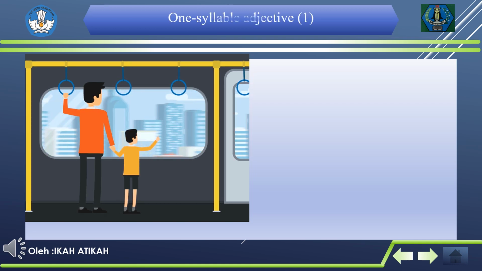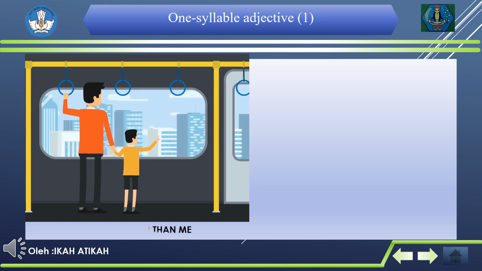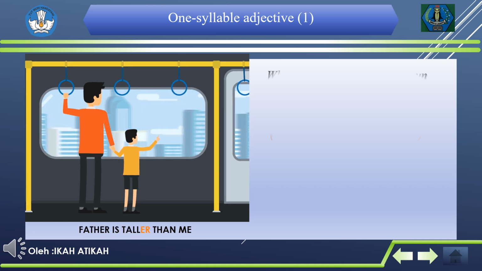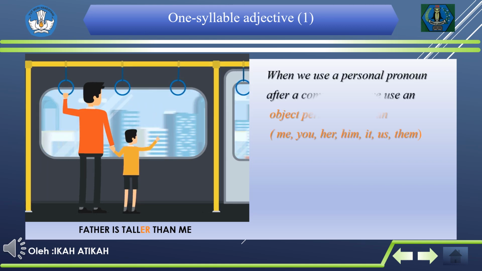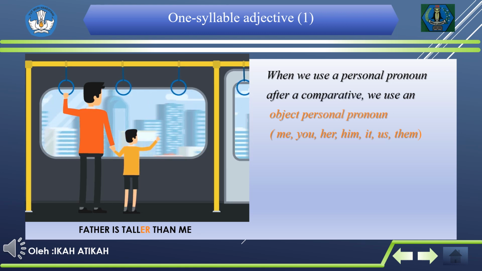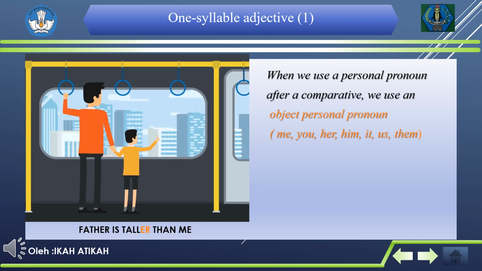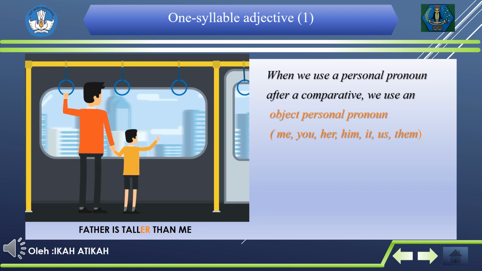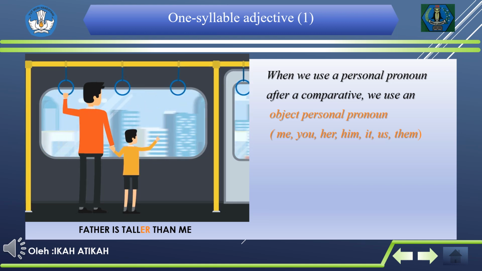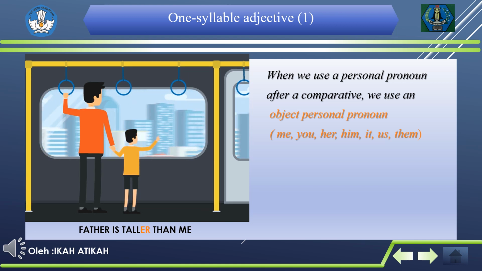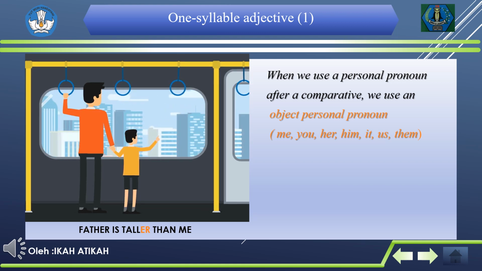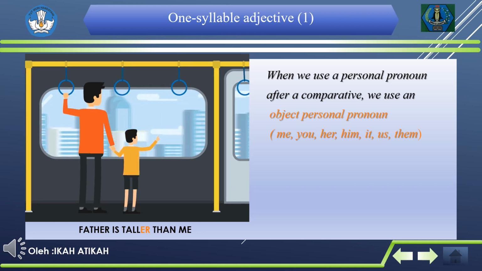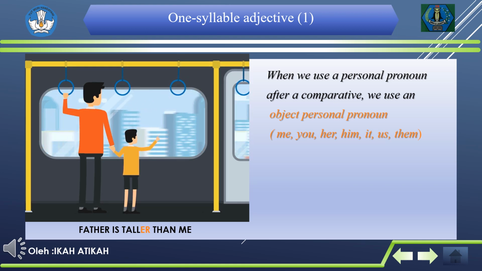Example. Look at the picture. Father is taller than me. When we use a personal pronoun after a comparative, we use an object personal pronoun: me, you, her, him, it, us, and them.